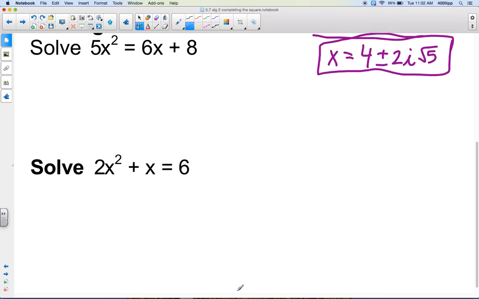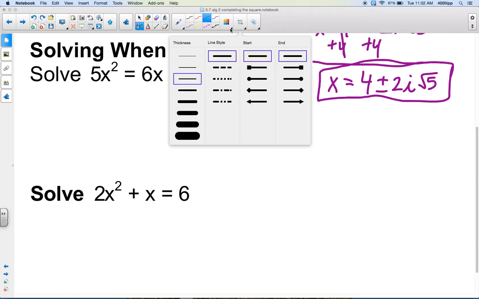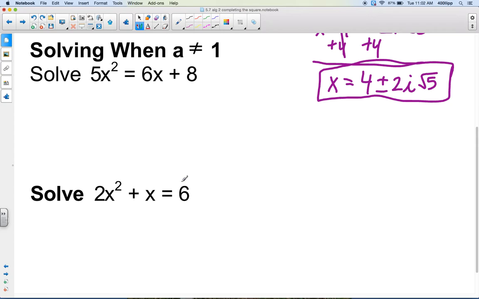So here's where it changes a little bit. This is when the value of a is not equal to 1. Whenever you're completing the square, you have to have the value of a equal to 1. So that means that the number in front of x squared has to be 1. So I'm going to bring this value of 6x over, because that's the part that we're completing the square for. I'm going to leave some room.